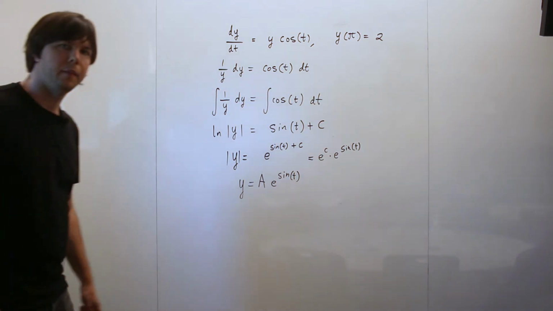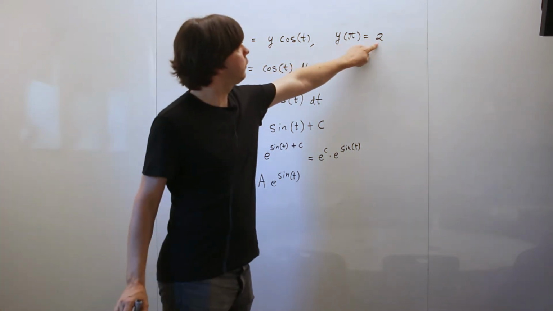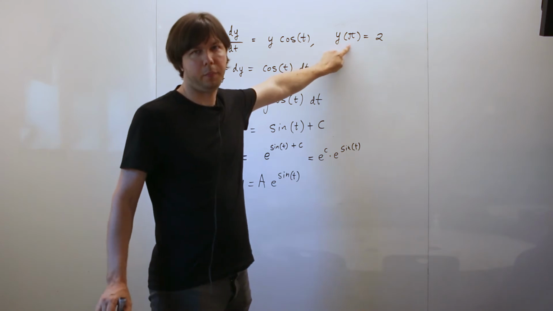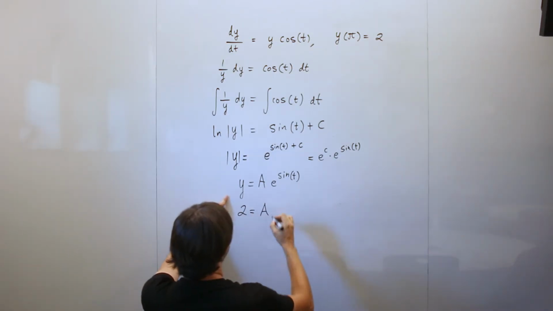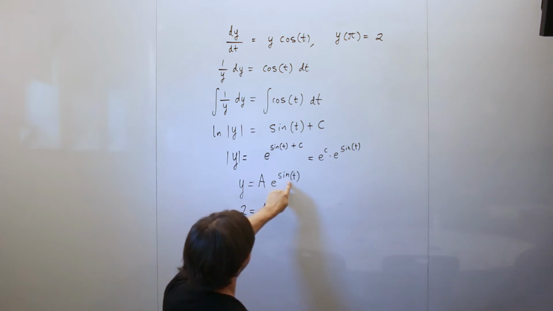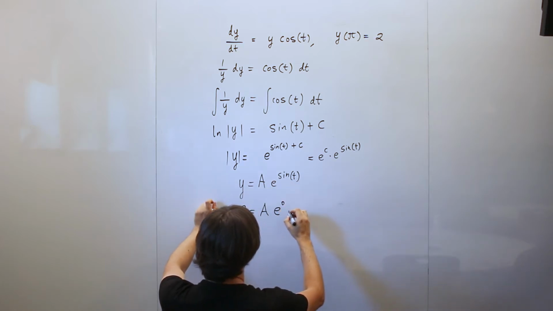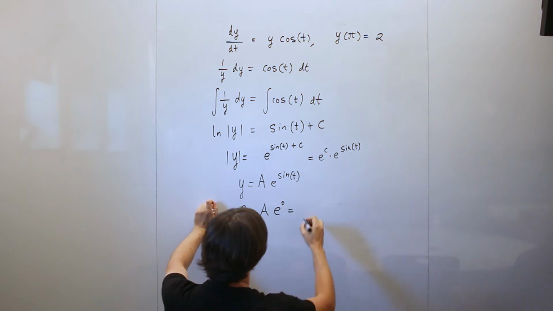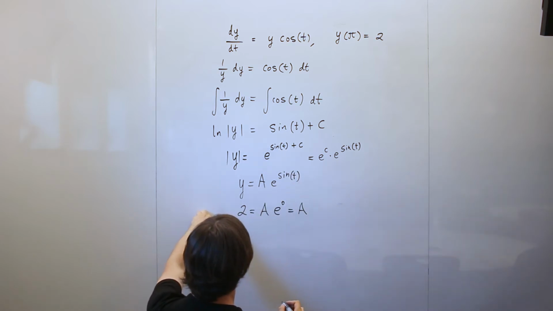And now we apply our initial conditions. So y equals 2 when t equals pi. Let's put that in. Y becomes 2. Then we have a sine of pi. Remember, sine of pi is 0. So we have times e to the 0. And anything to the 0 is 1. So this is really a equals 2.